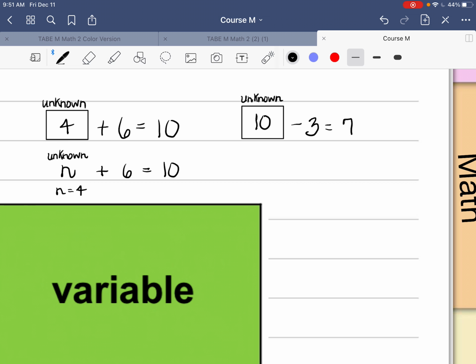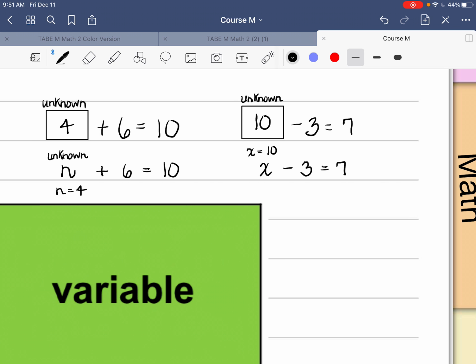The unknown in this case is a 10. I could write that with an x. X minus 3 is 7. So the unknown amount minus 3 is 7. So x would have to be 10. It doesn't matter whether I use the box or the variable. It has to be 10 because that is what will make this statement true.